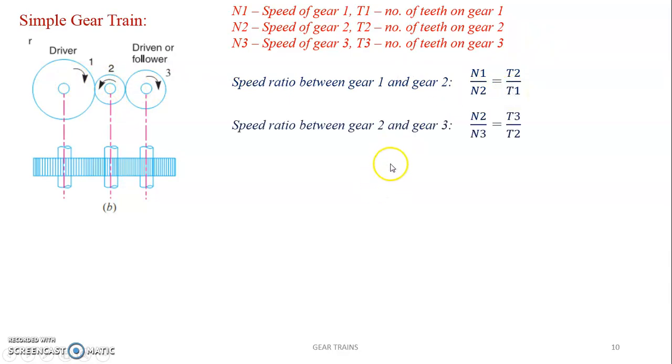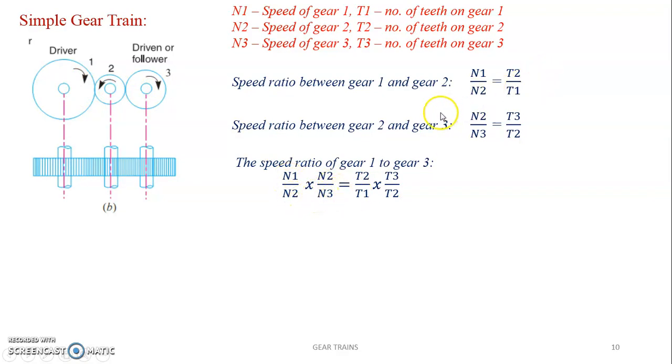Similarly, the speed ratio between gear 2 and 3: now 2 is the driver and 3 is the follower, so N2 by N3 is T3 by T2. Now the speed ratio from gear 1 to gear 3 is the multiplication of these. N1 by N2 into N2 by N3 is equal to T2 by T1 into T3 by T2. From close observation, N2 and N2 are the same, and T2 and T2 are the same. Hence, N1 by N3 is equal to T3 by T1.